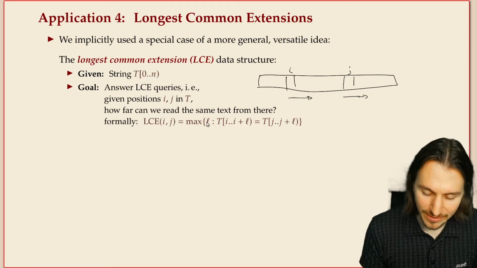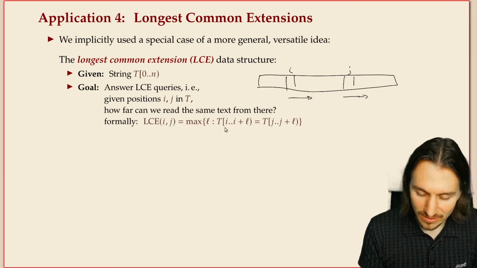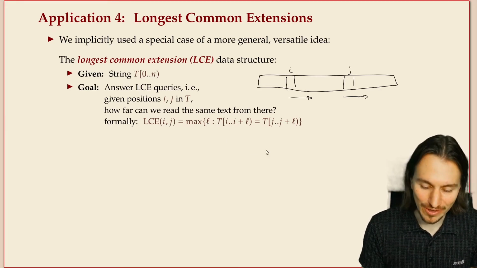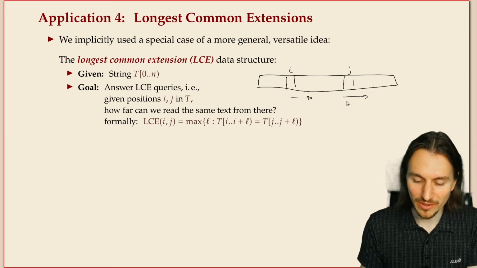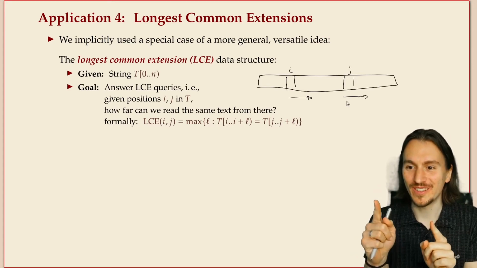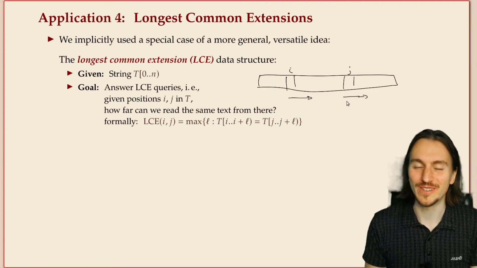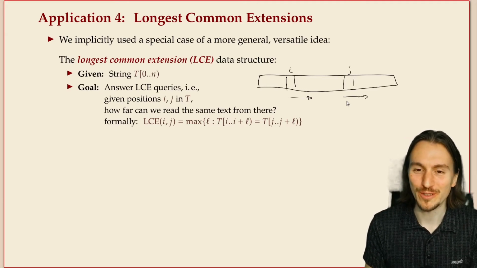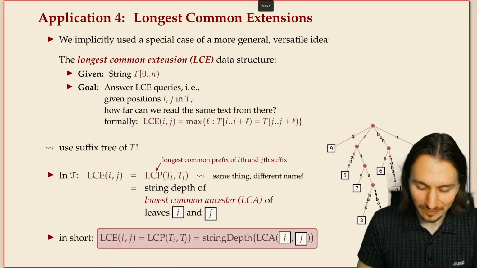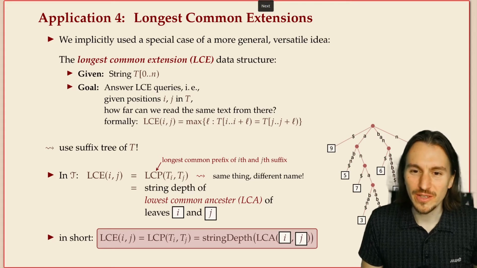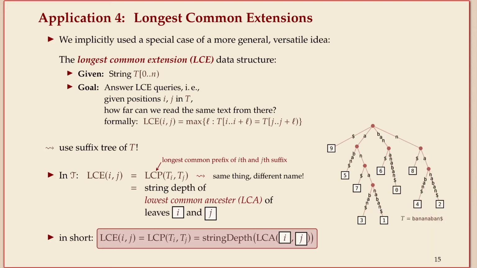It's the maximal L so that the length L substring starting at i and starting at j of t are equal. Imagine you have two pointers that look at these positions i and j, and you ask how long can you move them to the right in lockstep before you find different characters. That's the longest common extension problem. It turns out the information we need to solve this problem is already contained in the suffix tree.